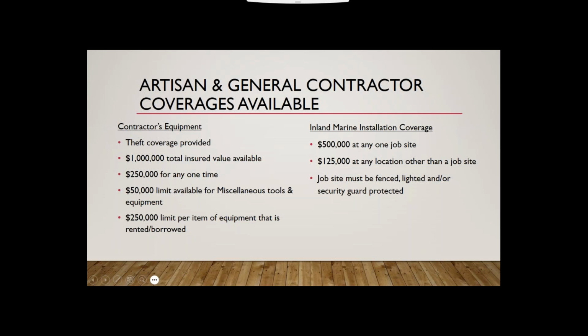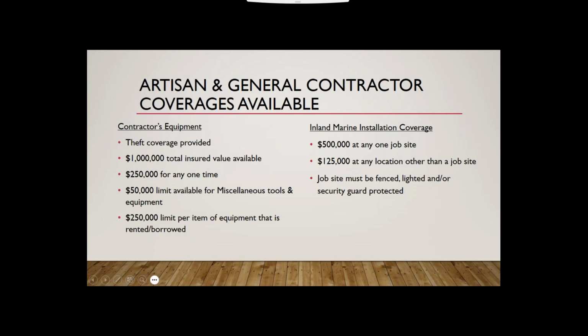So here's another look at some of the other coverages available. In writing contractors, you have a variety of options available to you that could be added to the risk. One of them is contractor's equipment, which can cover theft. It provides around $1 million total insured values and $250,000 for any one item. You also have $50,000 available for miscellaneous tools and equipment, and then $250,000 for equipment that is rented or borrowed.